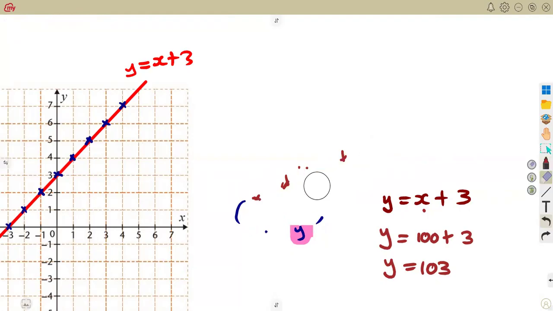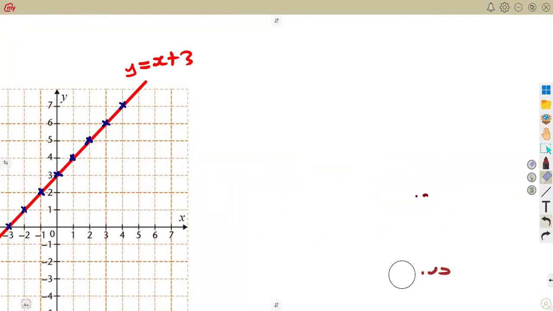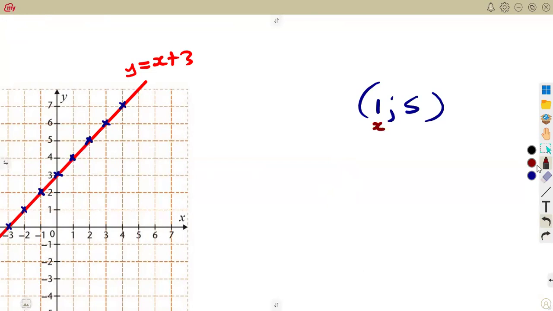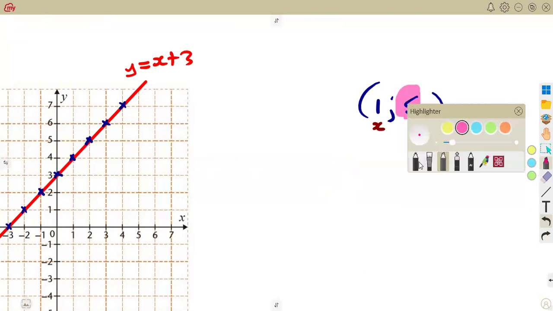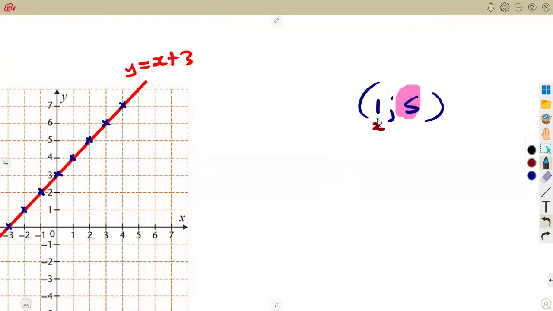If it does not lie, guys, you are not going to get the same answer. Let's say they want you to see if the point does lie. Does this point lie on this graph? We just have to test x, ignore the y value, work with the input. Remember your idea of the input. You input your x to get the y.